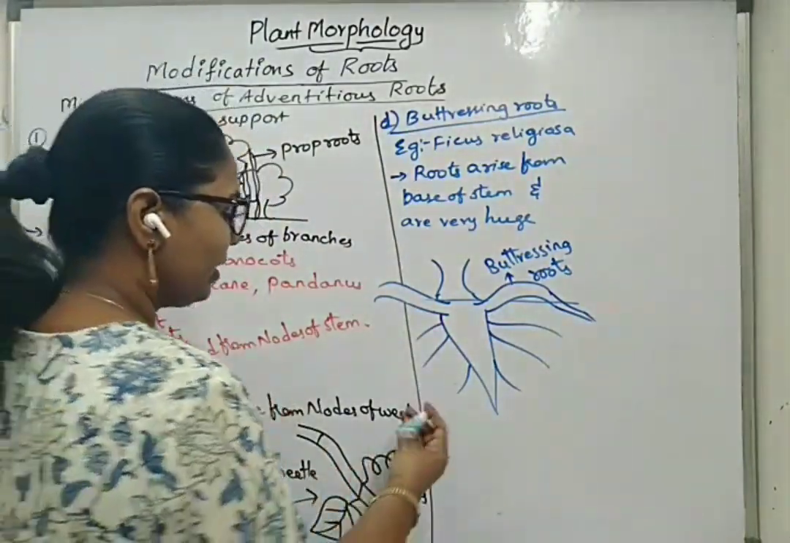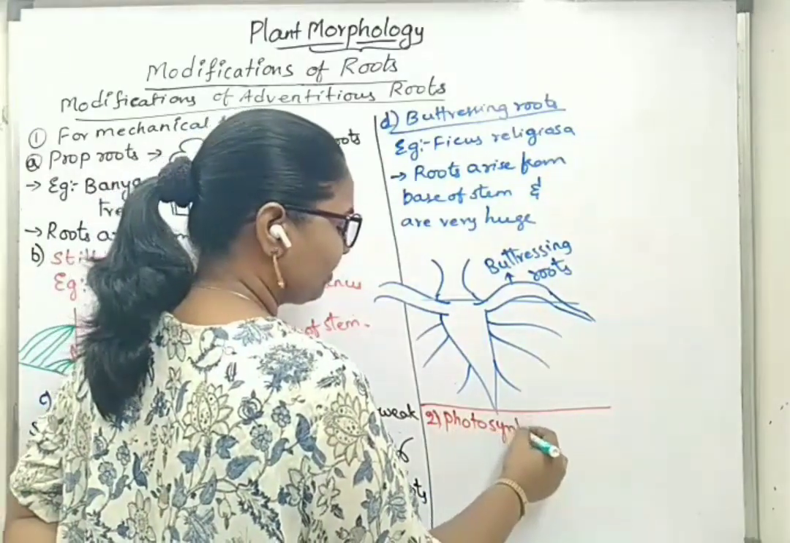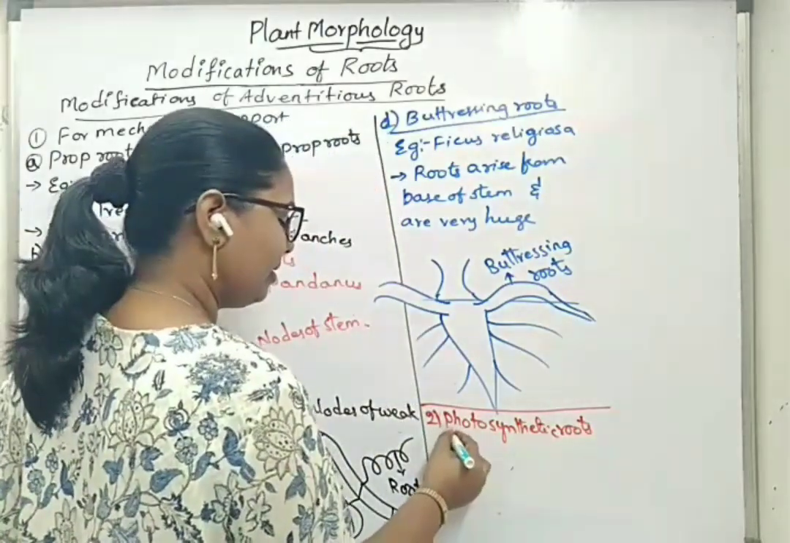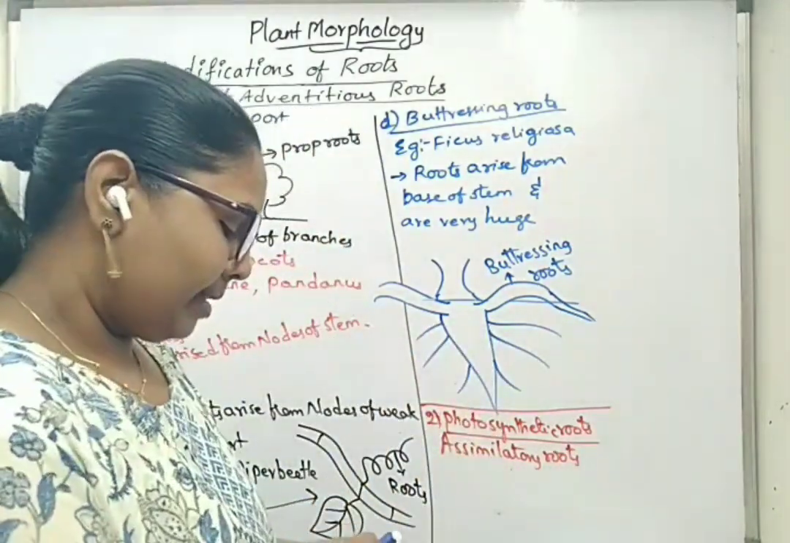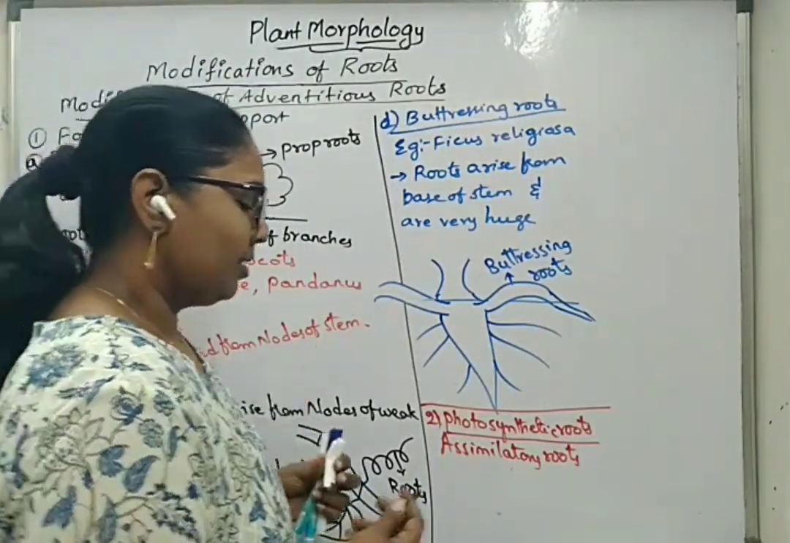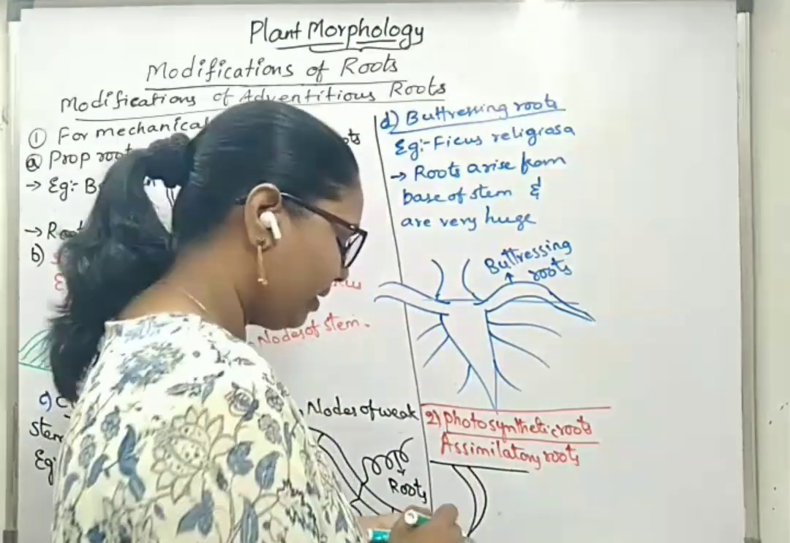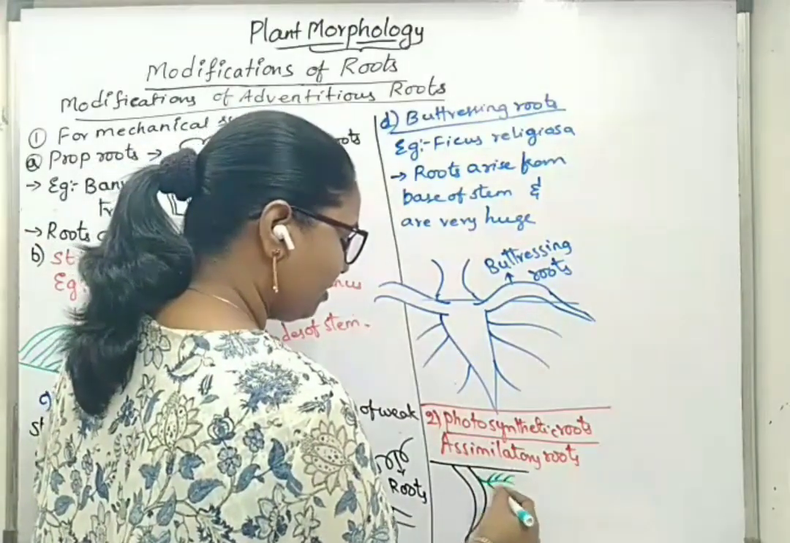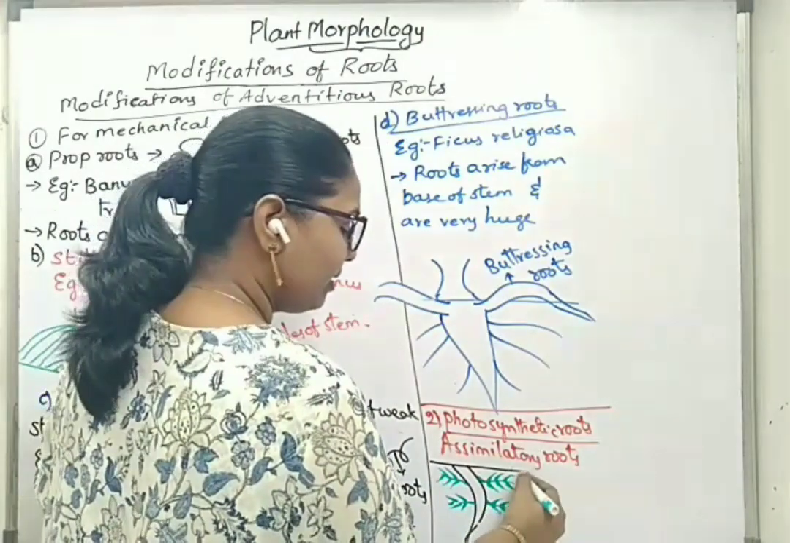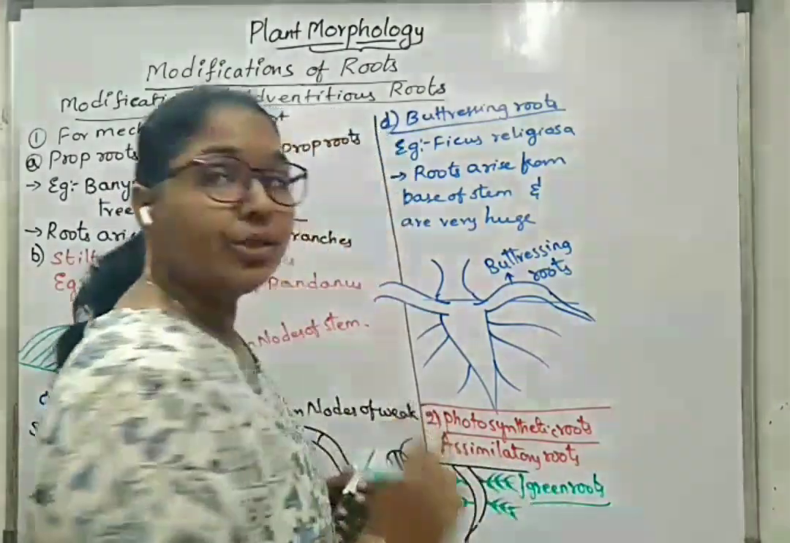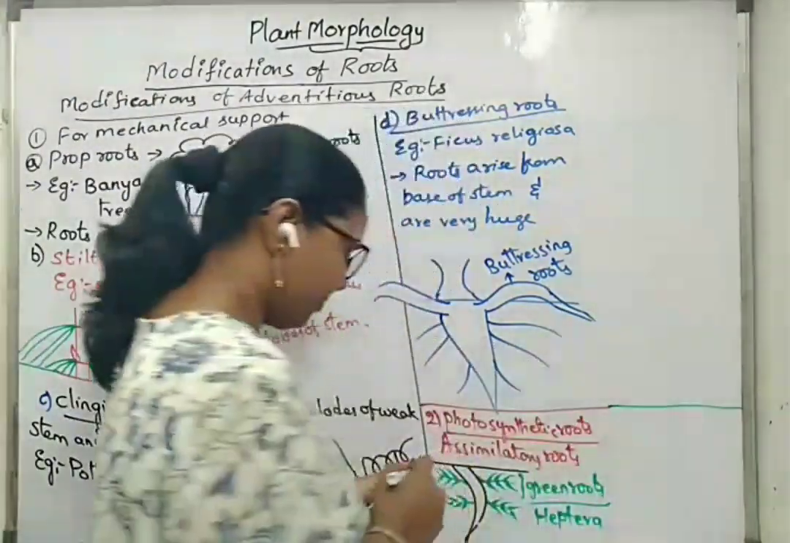Next, other types of root modifications. First one was mechanically supporting, second one is photosynthetic roots, or we also give a term assimilatory roots. Some green structures which are root-like develop from the root part, green in color. Suppose this is the earth layer and this is the root structure, green color structures develop from the uppermost part of the roots, and these are called green roots, which are also termed as hapteres. Such photosynthetic roots are seen in examples which are important here.